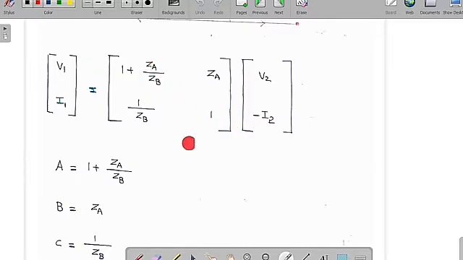By comparing with the standard ABCD parameters, V1, I1, V2, minus I2, A, B, C, D, therefore A is equal to 1 plus Za by Zb, B is equal to Za, C is equal to 1 by Zb, and D is equal to 1.